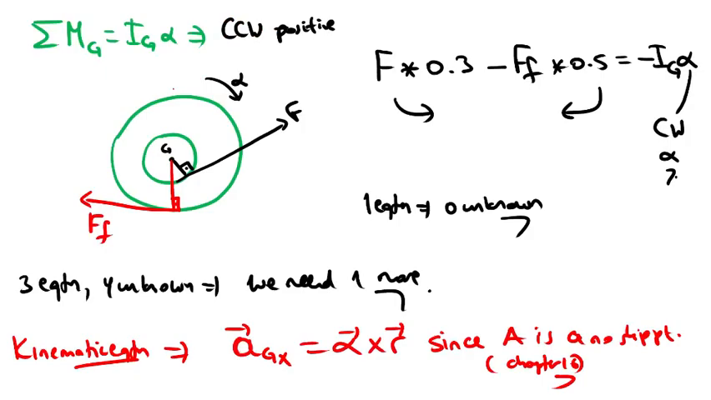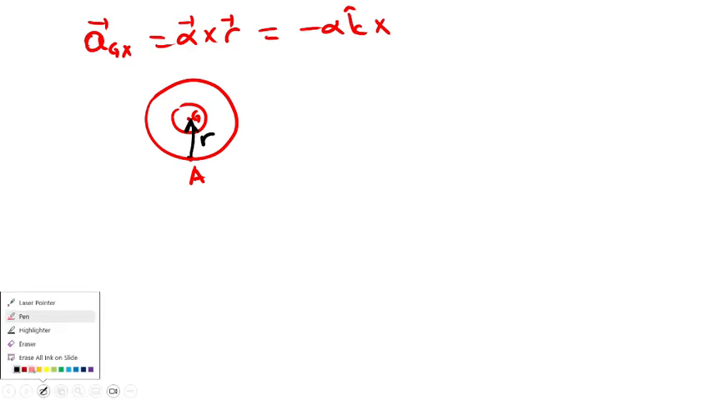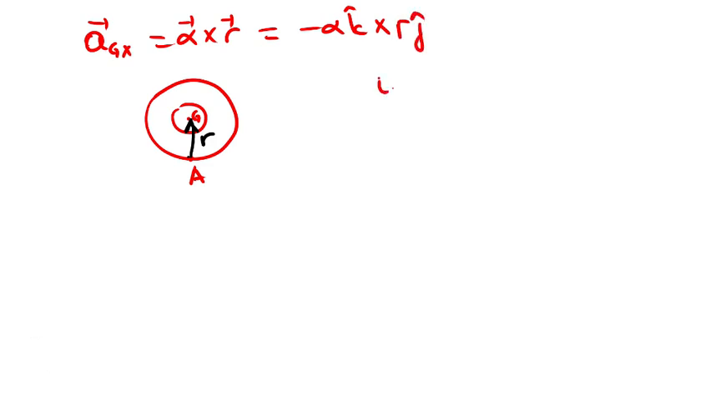Alpha is clockwise, negative, cross r. This is point G and this is point A. Then we have r_G/A this way. This is r, and that is r into j. If you take the cross product, k cross j makes negative i, so negative and negative makes alpha r into i. So a_Gx is alpha r.